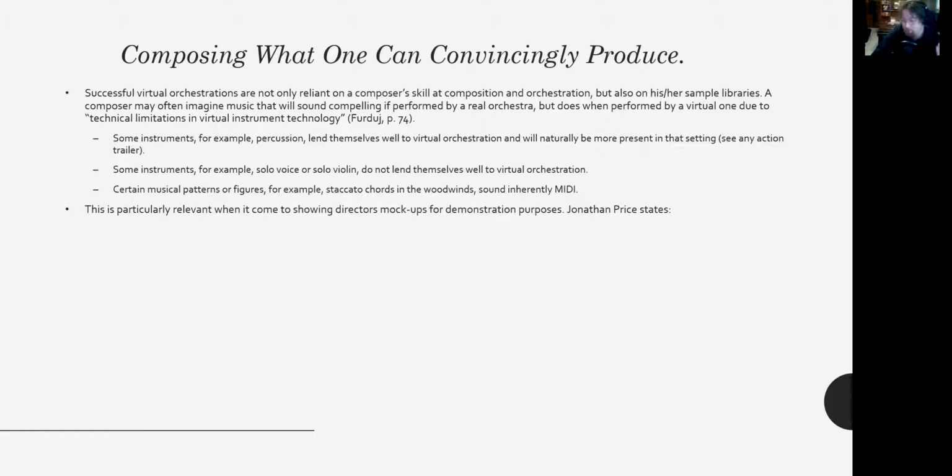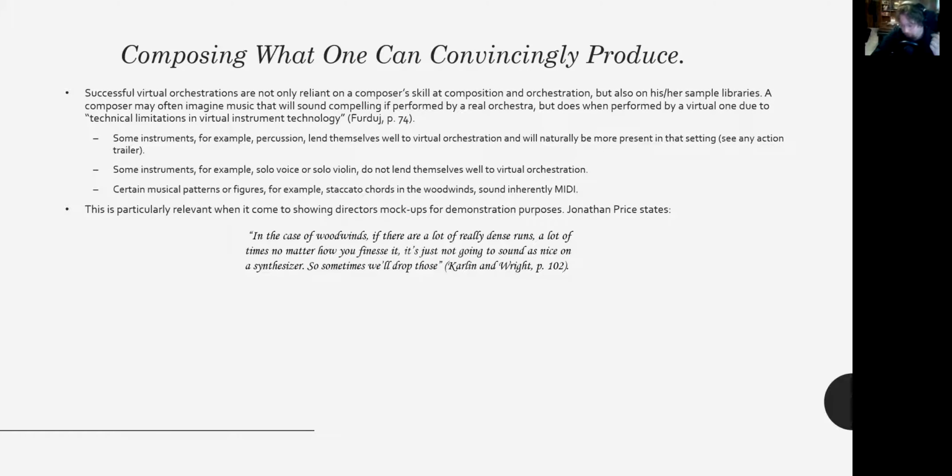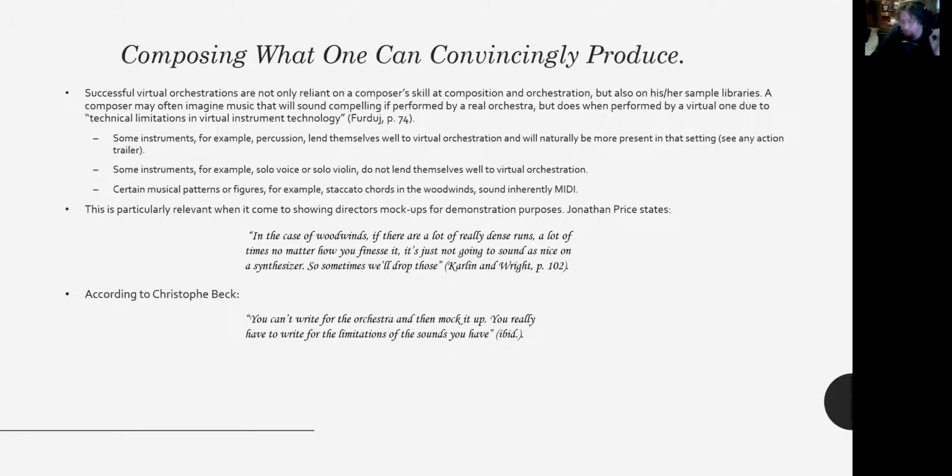For instance, the American composer Jonathan Price says, in the case of the woodwinds, if there are a lot of real dense runs, a lot of times, no matter how you finesse it, it's just not going to sound as nice on a synthesizer. So sometimes we'll drop those. Christoph Beck, the composer for Buffy the Vampire Slayer, says, "You can't write for the orchestra and then mock it up. You really have to write for the limitations of the sounds you have."